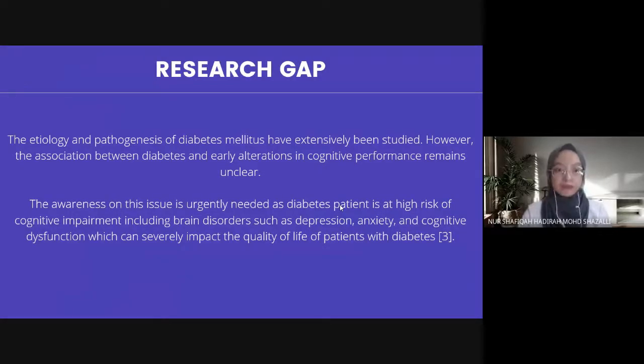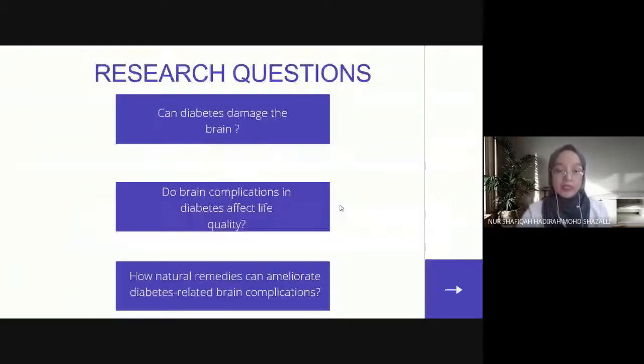My research gap is that the etiology and pathogenesis of diabetes mellitus have extensively been studied. However, the association between diabetes and early alteration in cognitive performance remains unclear. Awareness of the issue is urgently needed as diabetes patients are at high risk of cognitive impairment, including brain disorders such as depression, anxiety, and cognitive dysfunction, which can severely impact the quality of life of patients with diabetes.